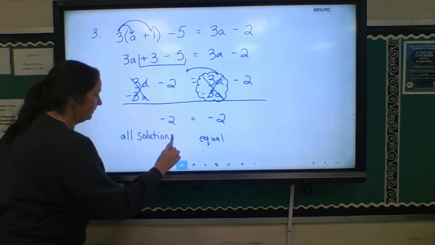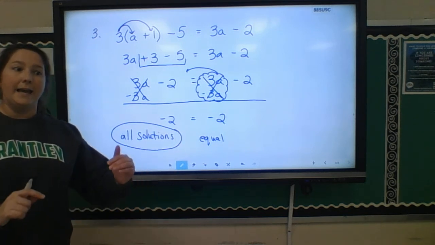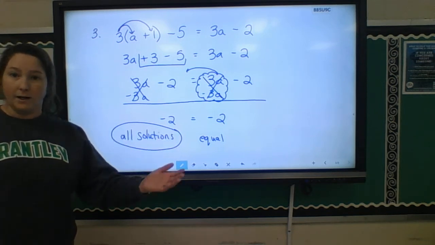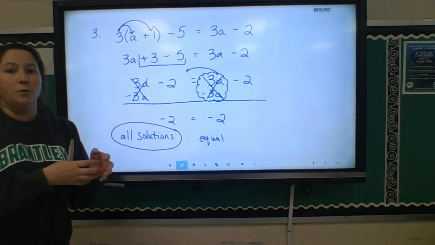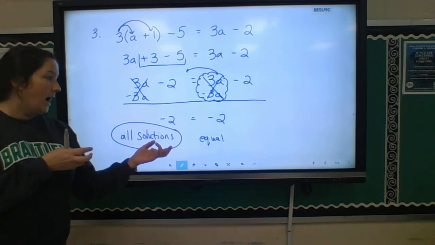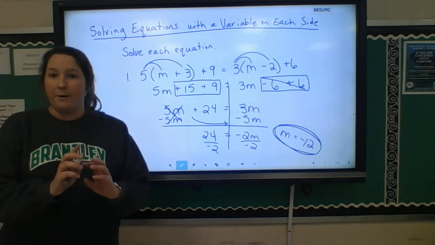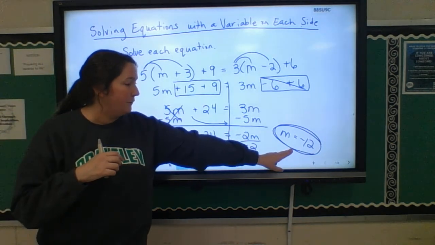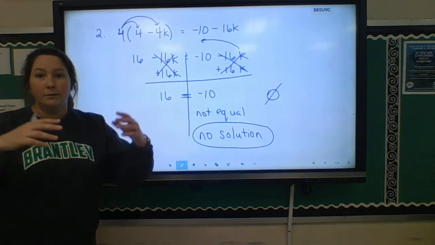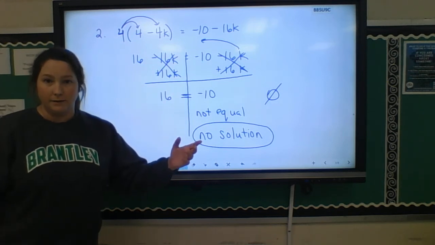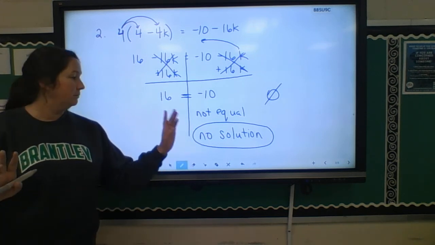All solutions. What all solutions means is no matter what number, it's going to work out. It's going to make the equation balance. That's the key here. You want to make the equation balance. So on number 1, the only number that would make this equation balance is -12. That's it. Only -12. Number 2, whatever your wildest number is will never work to make this equation balance. No matter what. Can't work.